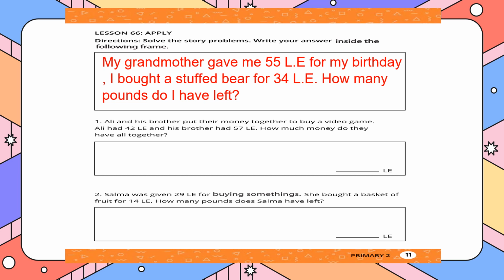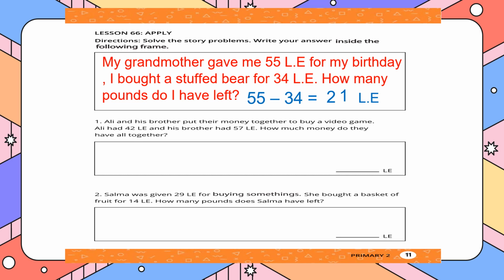So, 55 minus 34. We start with what? We start with ones. 5 minus 4. After 4, 5. How many fingers? 1 finger. So 5 minus 4 equals 1. 5 minus 3. After 3, 4, 5. How many fingers? 2 fingers. So 55 minus 34 equals 21 LE.